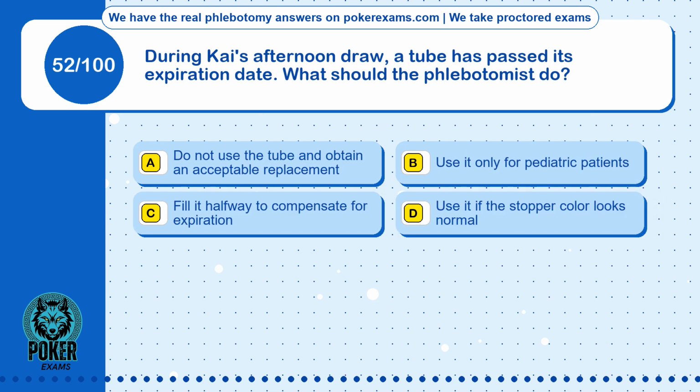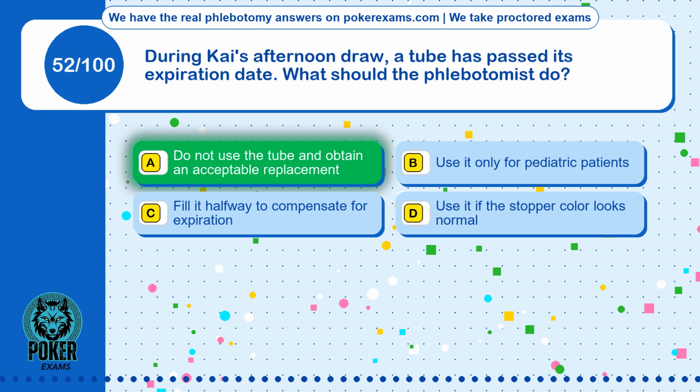Question 52. During an afternoon draw, a tube has passed its expiration date. What should the phlebotomist do? Option A. Do not use the tube and obtain an acceptable replacement. Option B. Use it only for pediatric patients. Option C. Fill it halfway to compensate for expiration. Option D. Use it if the stopper color looks normal.